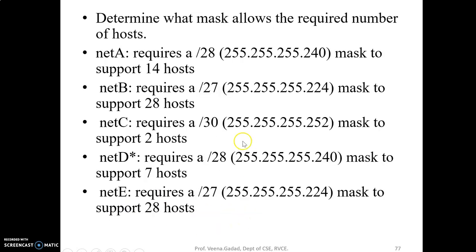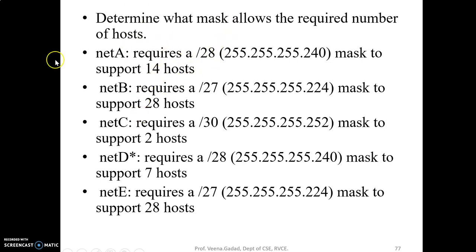Now, since network A requires 14 hosts, it is just sufficient for me to use 4 bits, right? Because 2 to the power of 4 is 16, minus 2 will give me 14 hosts. The remaining bits I just keep as network address bits. So what is the remaining number of bits? 28 bits. So I keep the subnet mask as 255.255.255.240, which is nothing but /28. Hope you all are able to follow this, right?